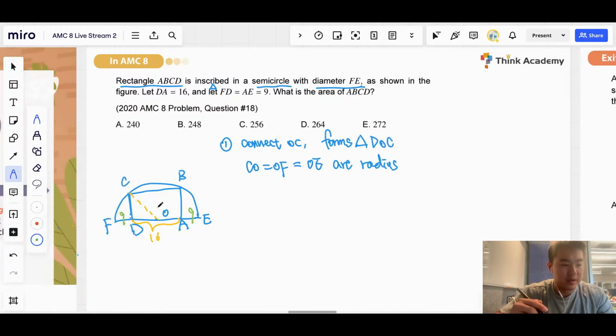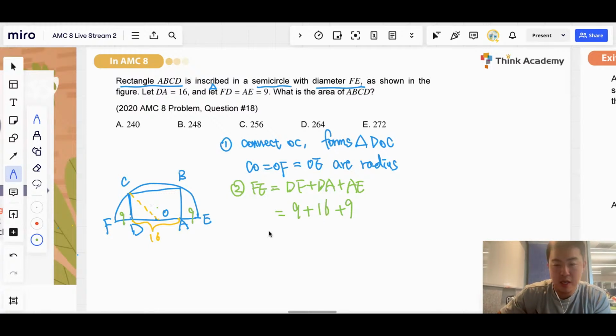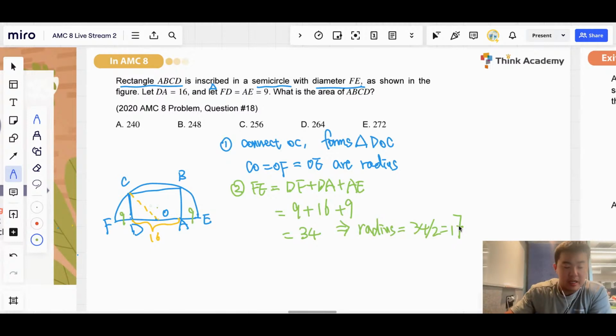And what we want to do on our next step is let's first find the total length of the line segment FE. So FE is composed of three parts. That's DF plus DA plus AE, okay? So we are given that DF and AE are 9. So that's basically 9 plus 9. And what is the middle? It's the length of DA. It's also given to us, which is 16. So 9 plus 16 plus 9, we should get 18 plus 16. That's easily 34. So again, FE is the diameter of the semicircle. So the radius should be half of the length of FE. So in this case, the radius should be 34 divided by 2, which is 17. Okay, so 17 is our radius. So that's basically saying CO equals OF equals OE is 17.